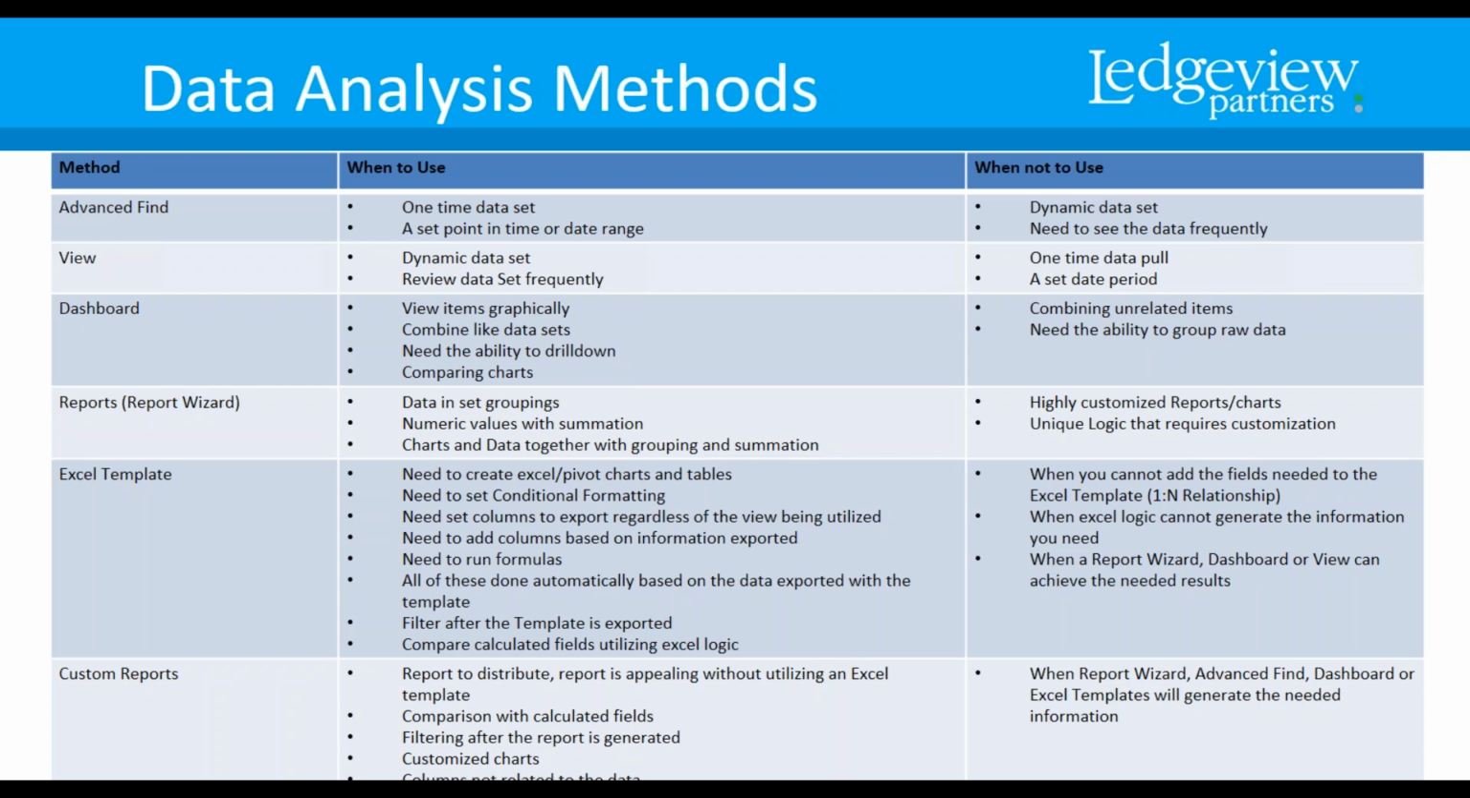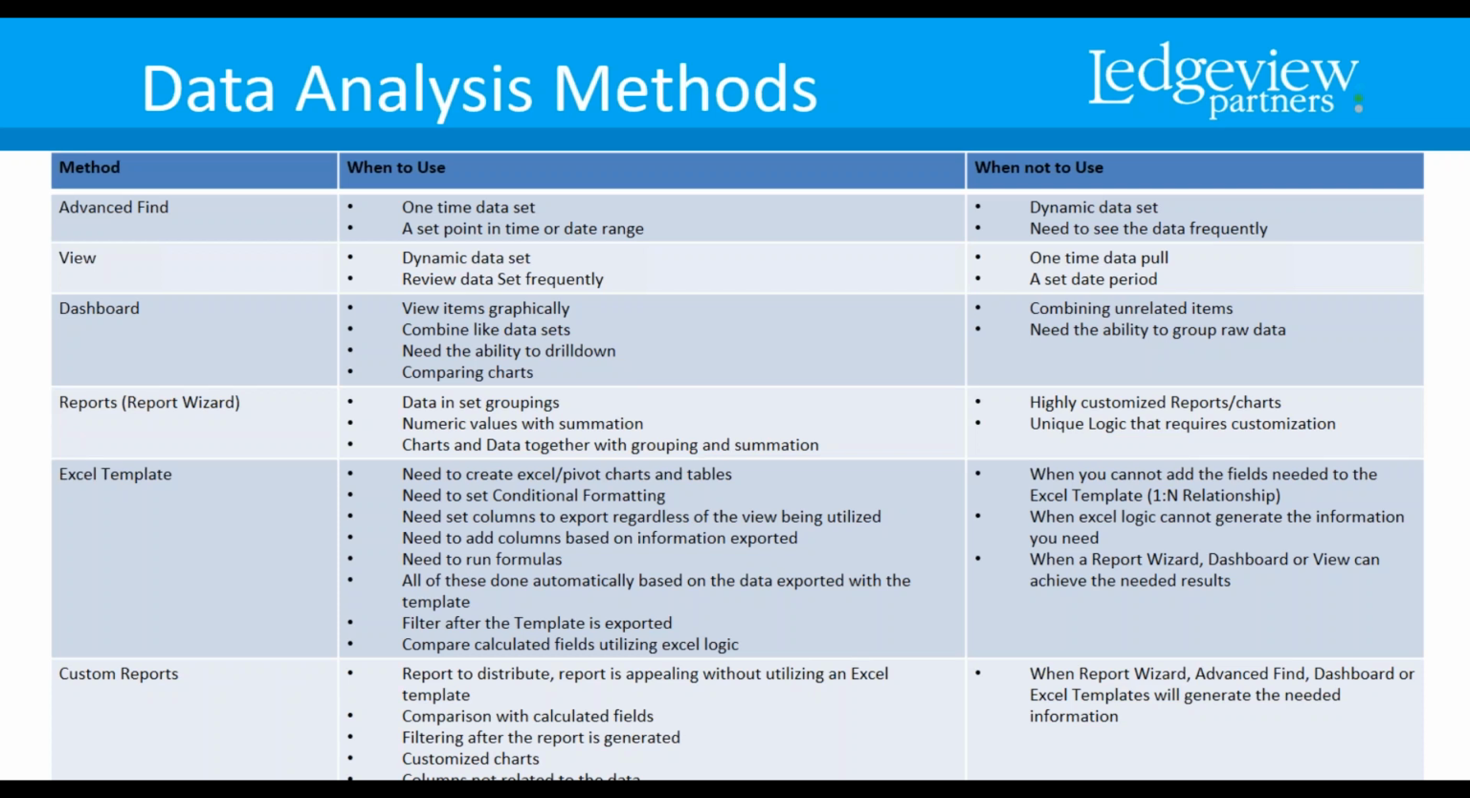Reports, specifically report wizard reports, allow you to do data in set groupings. You can do numeric values with summation, and you can even do charts and data together, where you could even click on a piece of a chart and get the data that applies to that section of the chart. Really a cool feature built right into CRM. If you're looking for highly customized reports and charts, you want unique logic that requires customization, you're going to look in a different avenue, mostly custom reports.